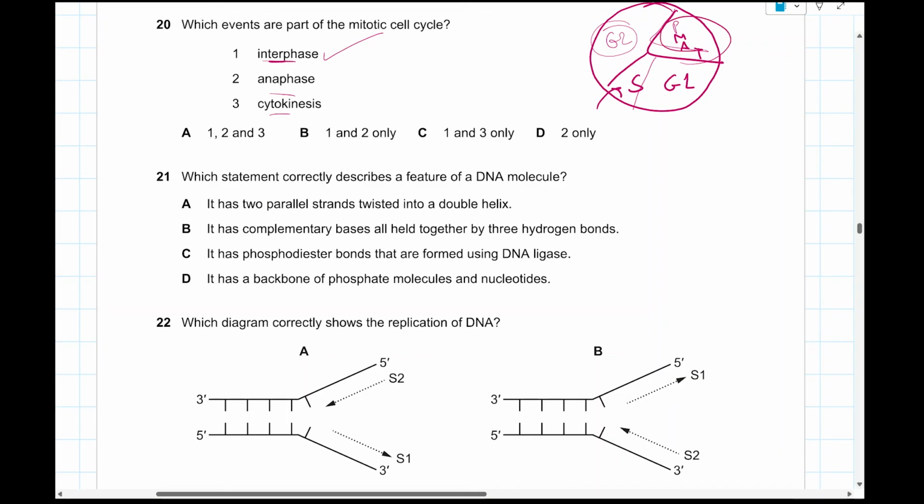For 2, anaphase. Anaphase is part of the mitosis, and this is correct. This is where the chromosomes are separated apart. Now, for 3, cytokinesis. Cytokinesis happens directly at the end of mitosis, where the actual cell finally divides into 2 identical cells. Therefore, this is correct, and the answer is going to be A.